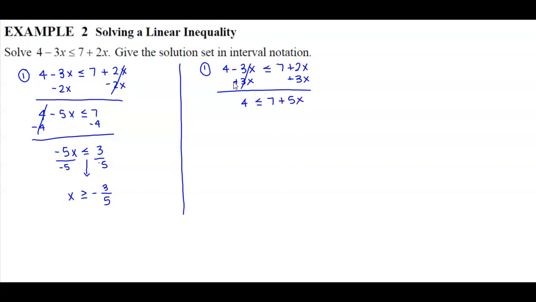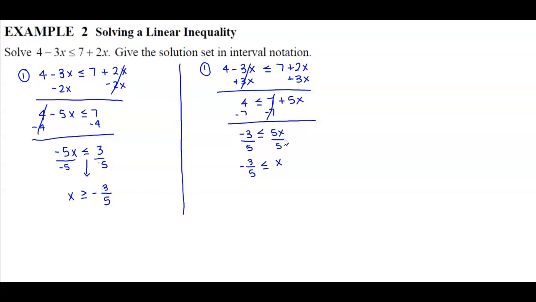Now we're going to subtract 7 from both sides. So negative 7 plus 4 is negative 3, which is less than or equal to 5x. And then we divide both sides by 5. We get negative 3/5 on the left side, less than or equal to x.